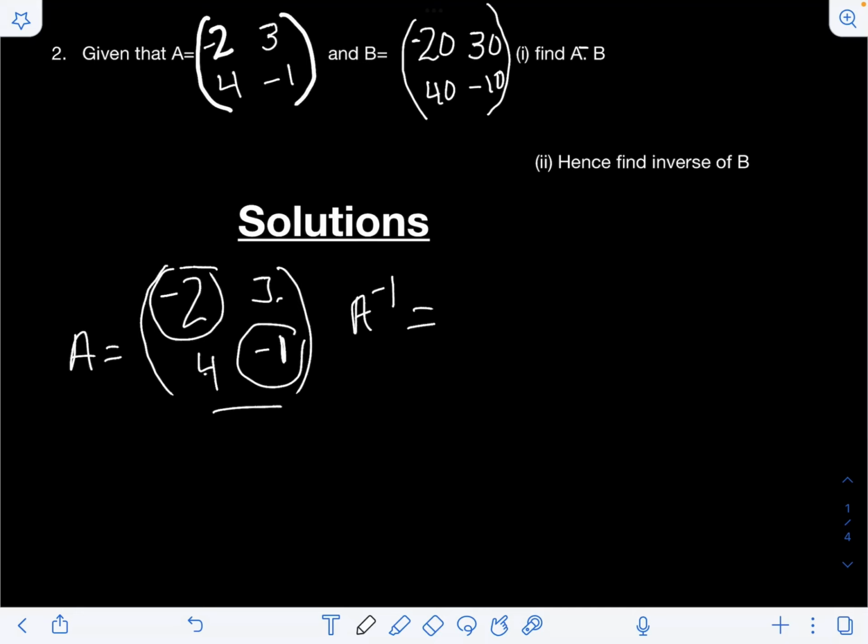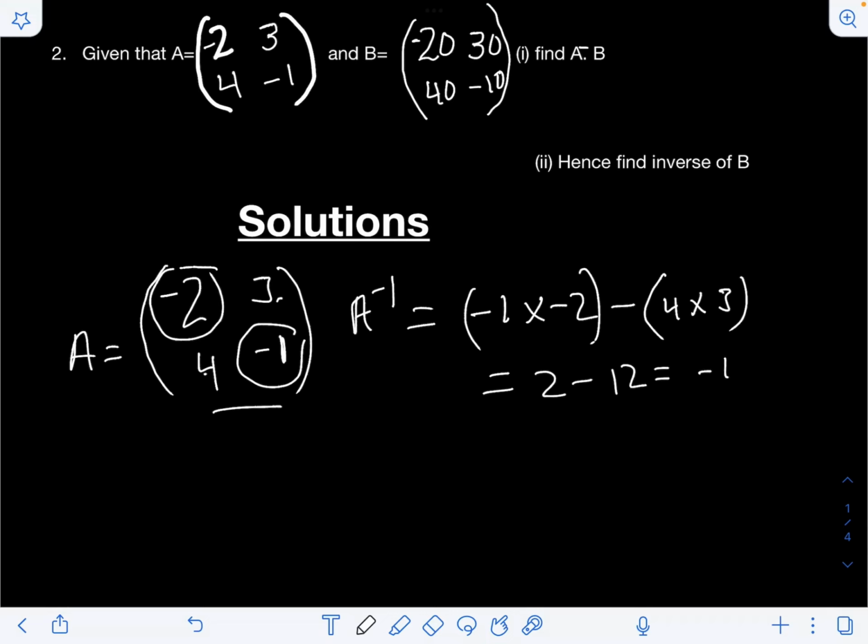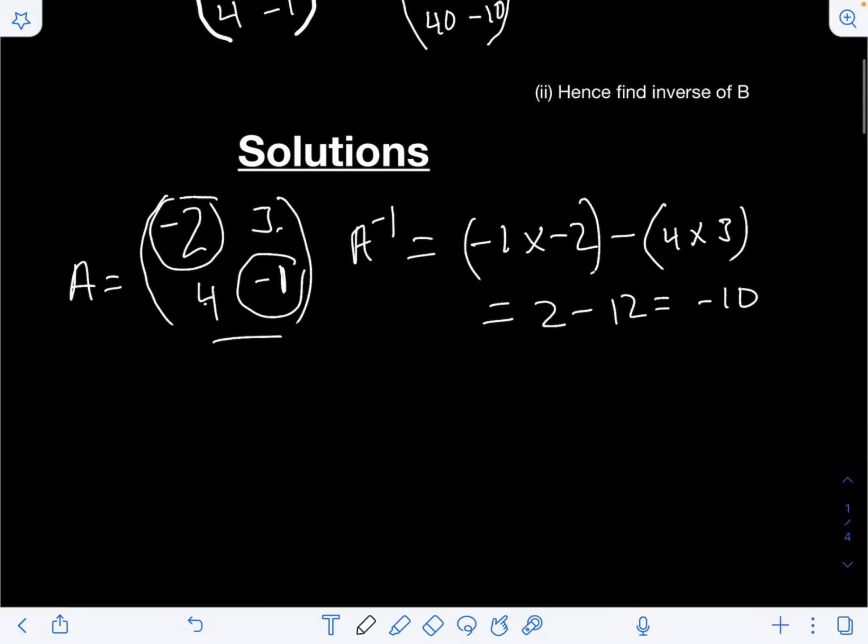So to find the determinant, we say -1 times -2 minus 4 times 3. This gives us 2 minus 12, which is -10. This -10 is our determinant. So we take the inverse of that determinant, we say -1/10.